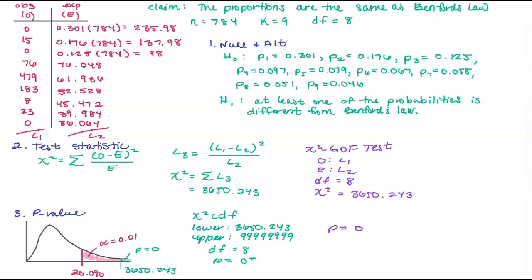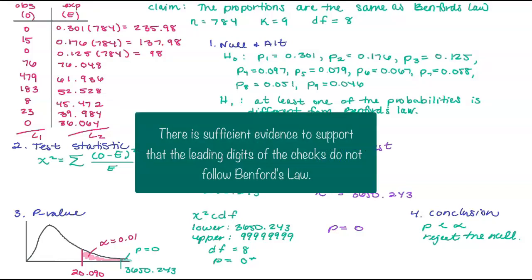So clearly our test statistic is much farther to the right than the critical value, and our p-value is significantly less than alpha. So we're ready to write our conclusion as step 4. Since we have a p-value that is significantly smaller than alpha, we reject the null hypothesis. In other words, our conclusion reads like this. There is sufficient evidence to support that the leading digits of the checks do not follow Benford's law. In other words, we have evidence to suspect fraud.